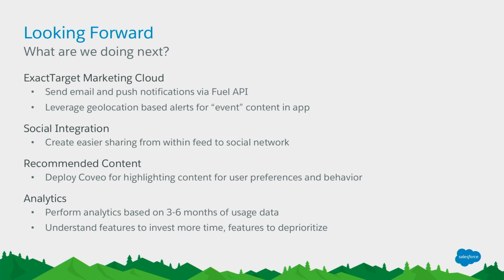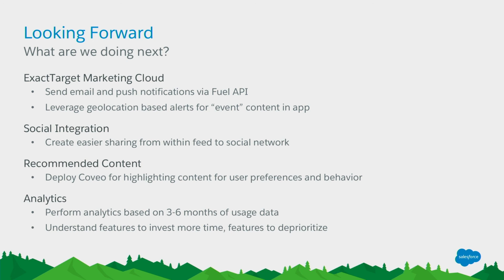So we're looking to not only send our emails out that way, but also do push notifications based on content, likes, and whatever else. And we're going to start using geolocation, which is another feature of the ExactTarget Marketing Cloud. So if a person walks into a certain event, they get a push notification that 3 of their friends are already there. We're going to start working on social integration so people can share that content more easily via Facebook and Twitter.